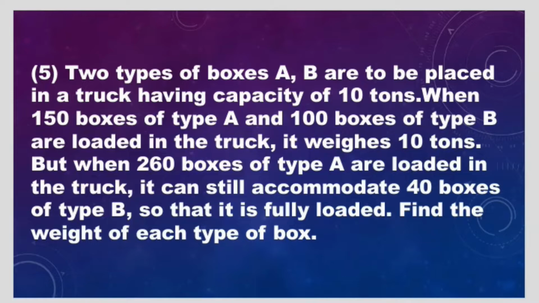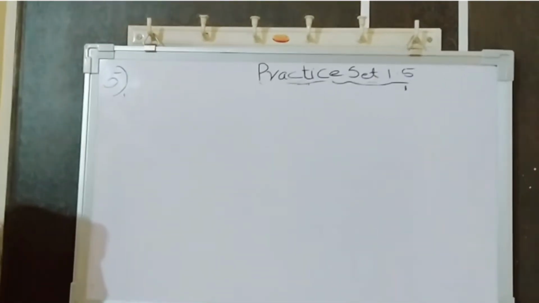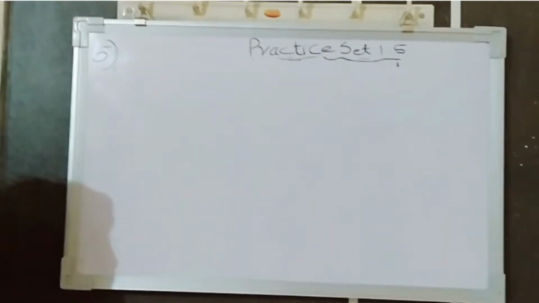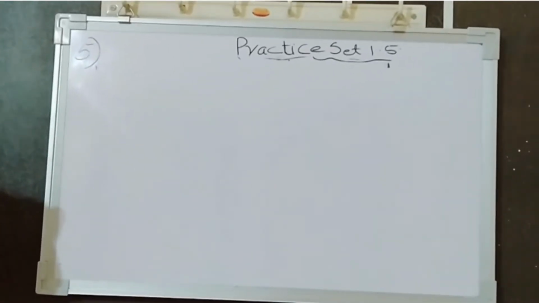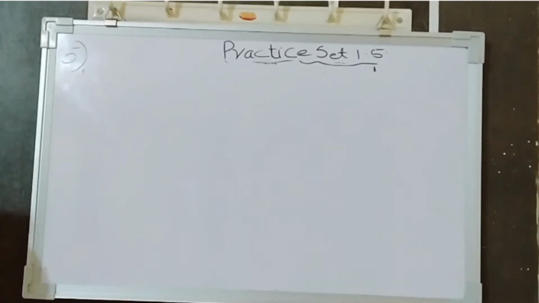Question 5. Two types of boxes A and B are to be placed in a truck having the capacity of 10 tons. When 150 boxes of type A and 100 boxes of type B are loaded in the truck, it weighs 10 tons. But when 260 boxes of type A are loaded in the truck, it can still accommodate 40 boxes of type B so that it is fully loaded. Find the weight of each type of box.